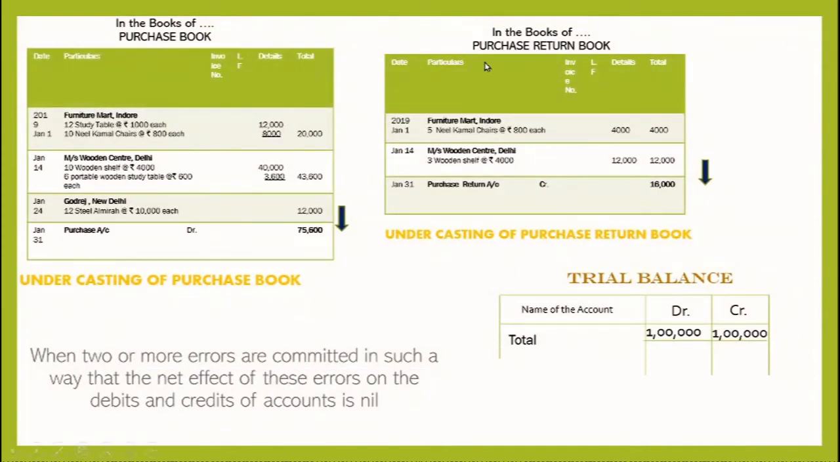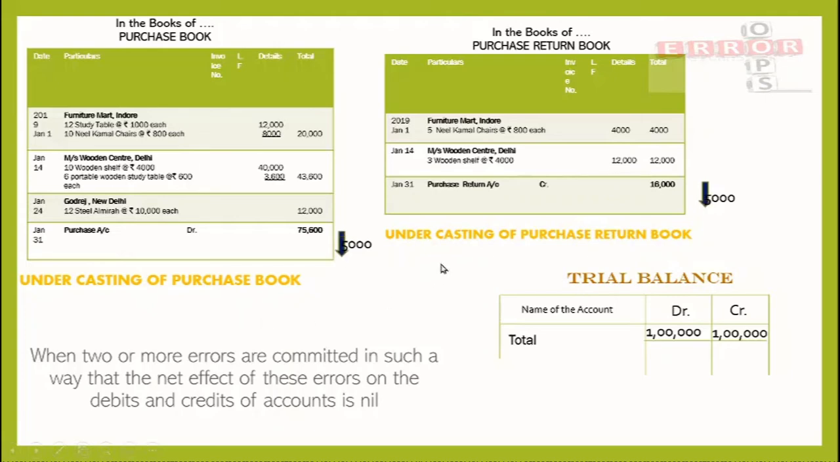Let's see, there are two books I have shown you here, the purchase book and a purchase returns book. If you remember, the purchase book has a debit balance and purchase returns has a credit balance. Now, there's an undercasting of the purchase book. So the purchase book is undercasted by 5,000 rupees, and the purchase returns book is also undercasted by 5,000 rupees. So the amount is written less in both the books.